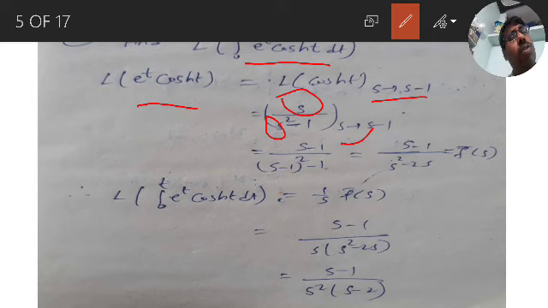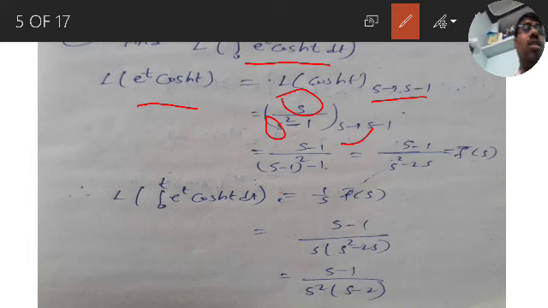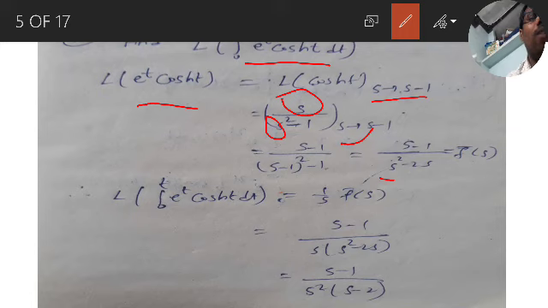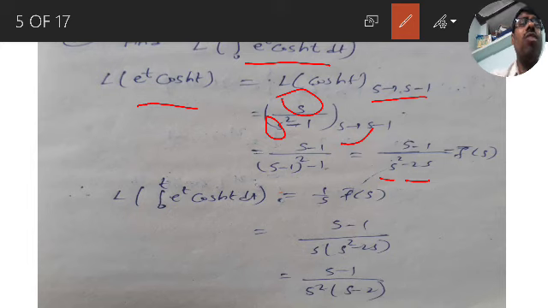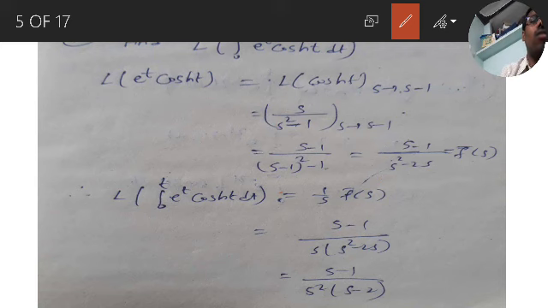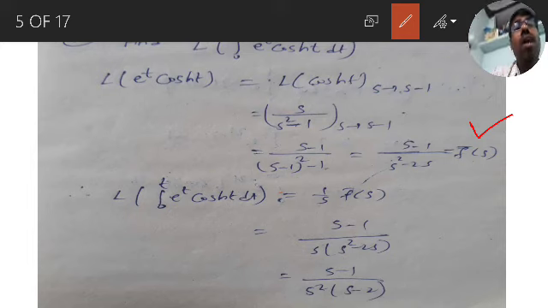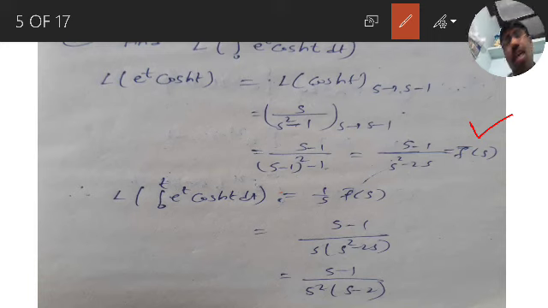What is a minus b whole square? A square minus 2ab plus b square. A square is s square, minus 2ab is minus 2s, plus b square means plus 1 square is plus 1, minus 1 cancel. So what is our f bar of s? Our f bar of s is s minus 1 by s square minus 2s. So once you get f bar of s, it is enough.